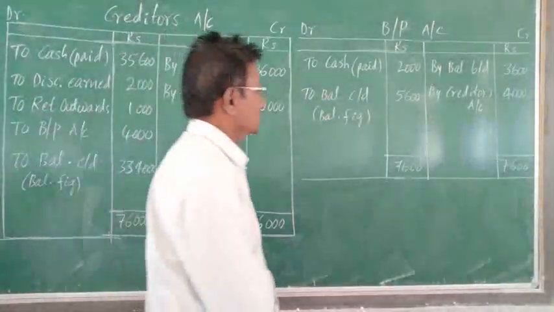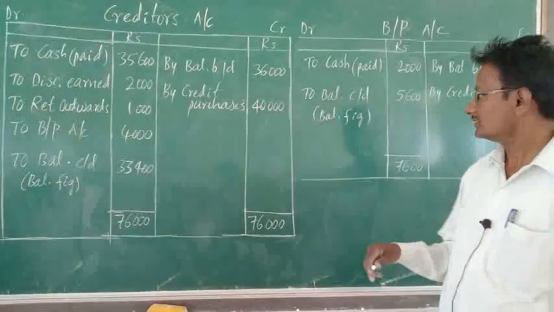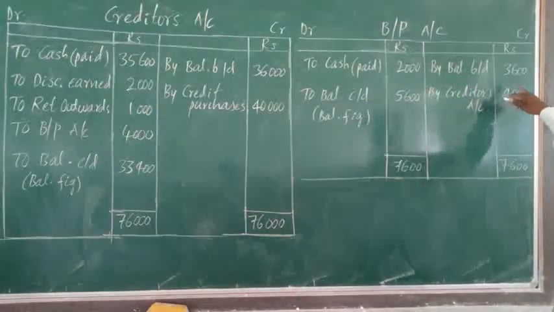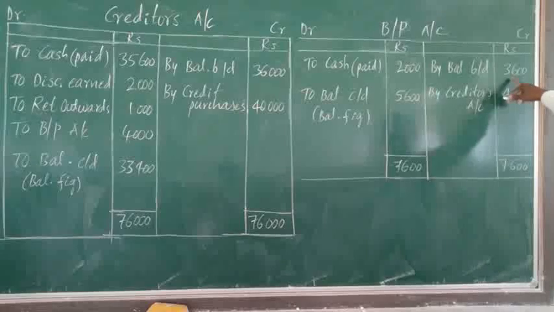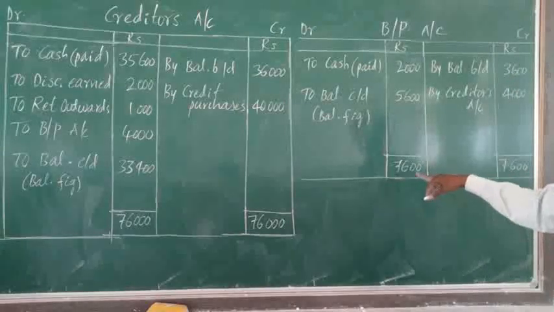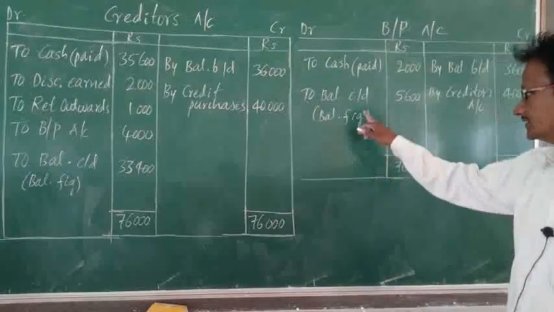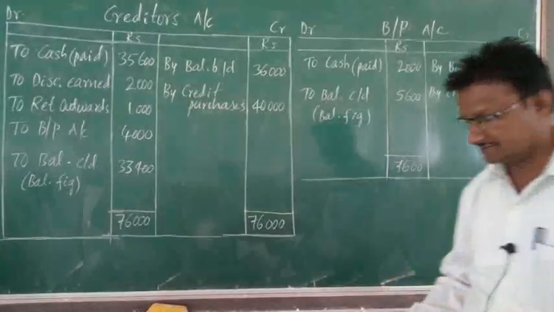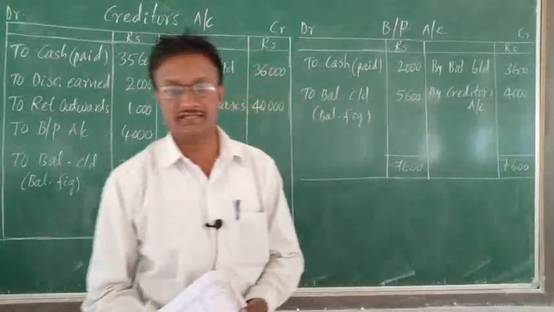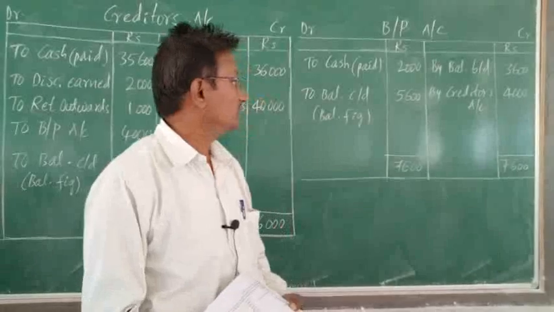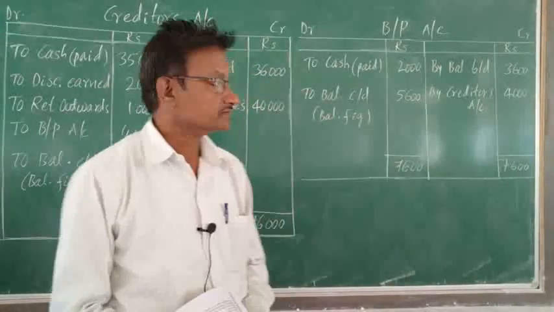After making the entries for the transactions related to creditors and bills payable, first close the bills payable account. Here on the credit side there are two entries, 3,600 and 4,000. Total is 7,600, and from 7,600 the 2,000 cash paid is deducted. The balancing figure is 5,600. It is the closing balance of bills payable.